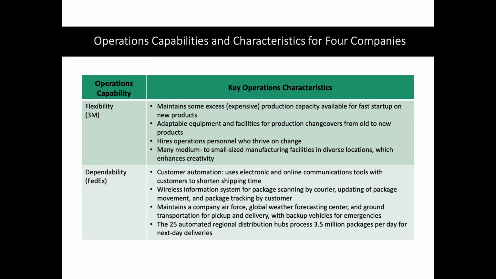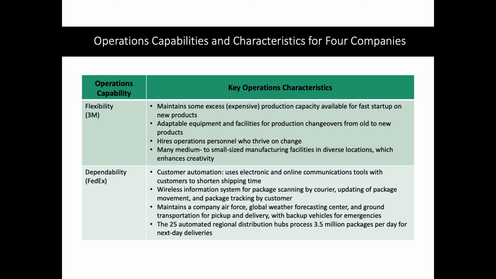And then with FedEx, the strategy is dependability. Let's pick a couple of these key operations characteristics. Maybe number two, a wireless information system for package scanning by couriers, updating of package movement, and package tracking by the customer. They were one of the first to have detailed tracking because of their IT system. Now, many delivery services have caught up to that, but they were one of the first. If they were going to be dependable, they were going to make sure that even the customer could track the package at every step of the way.